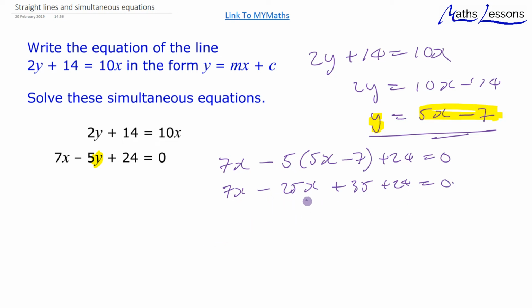And then what are we going to get? We're going to get minus 18x plus 59 equals 0. So therefore 59 will equal 18x. So x will equal 18 over 59, which is not particularly, I made a mistake there, 59 over 18. Not particularly nice.